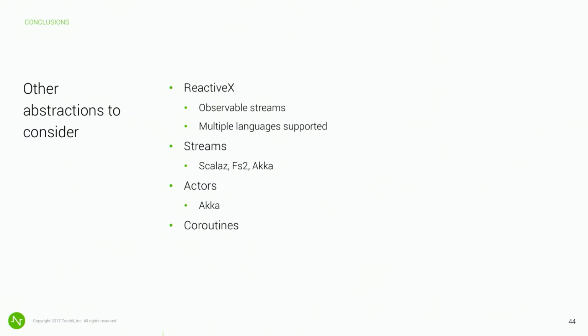Really quickly, a few things that you can look at if you want models of asynchronous other than futures. Reactive streams, streams, actors, and coroutines are all different things you can do.